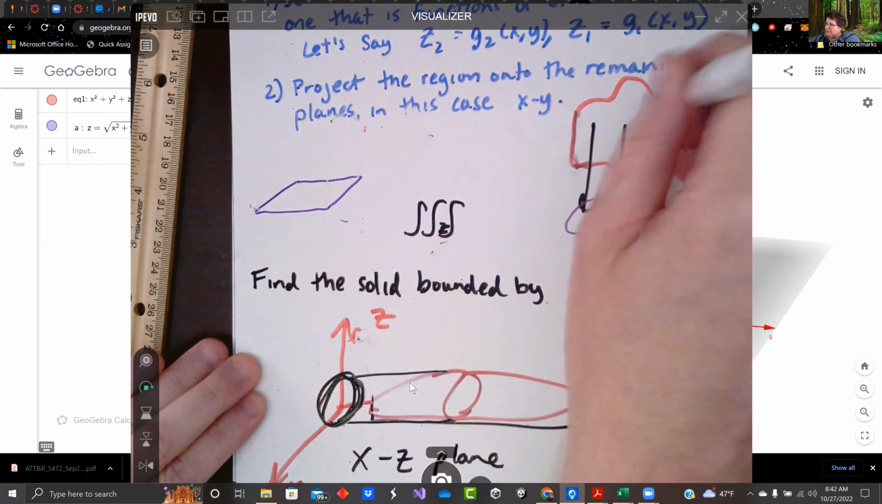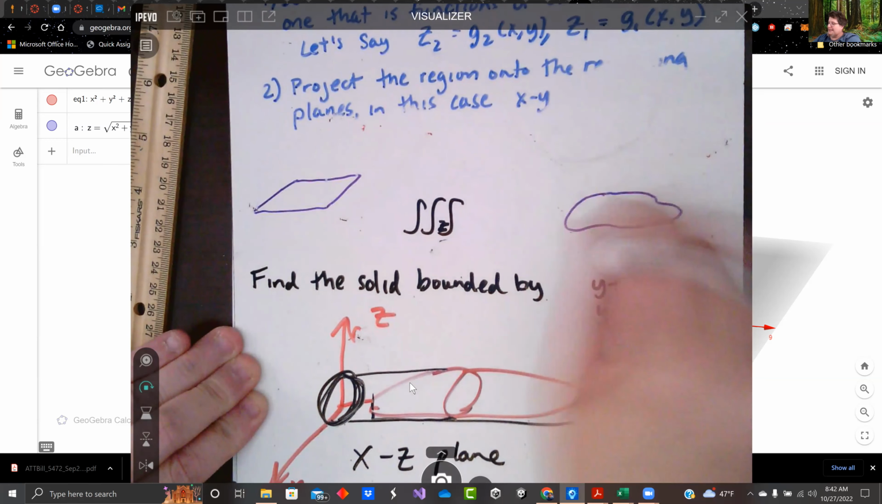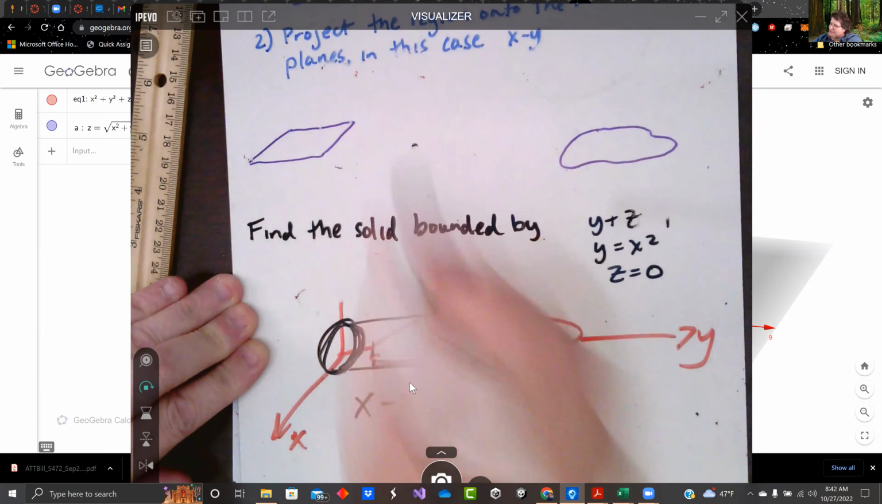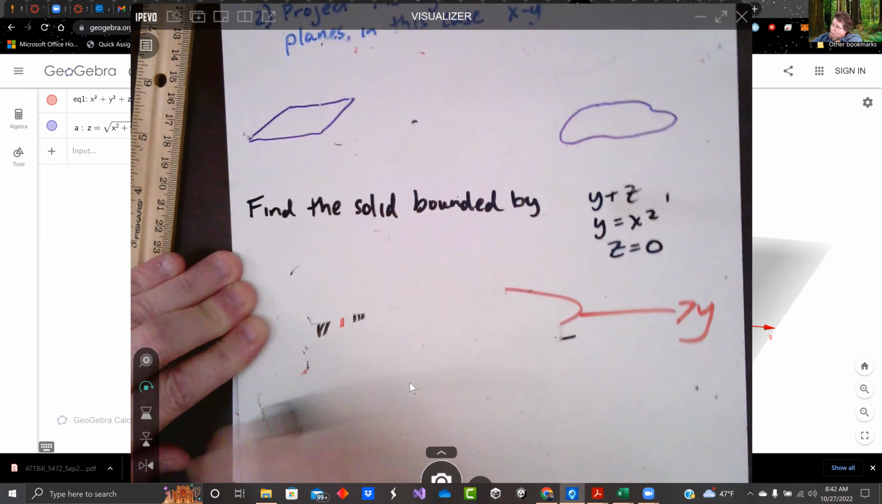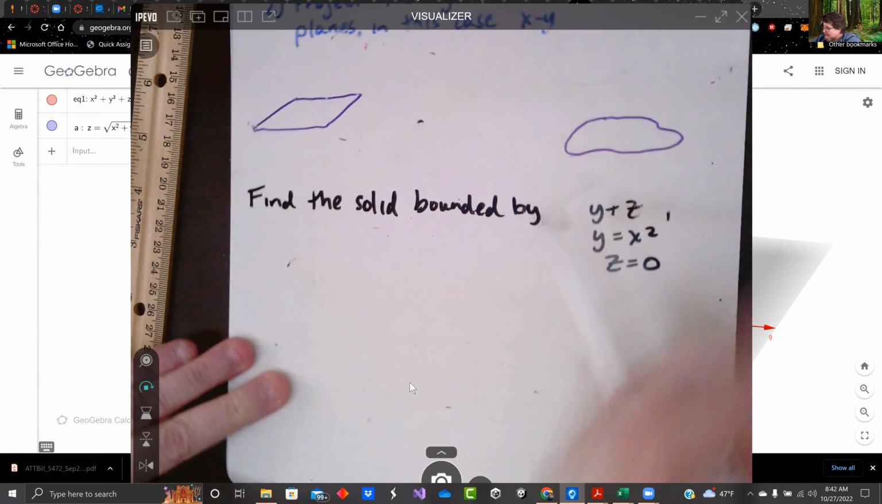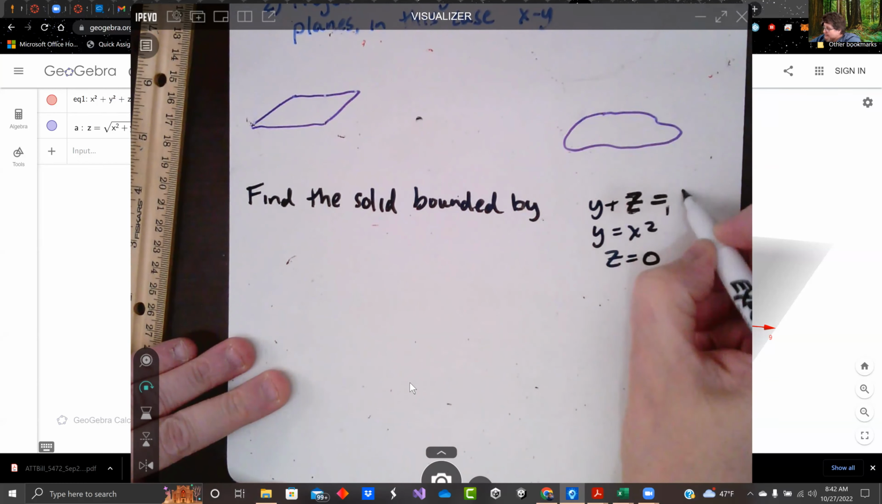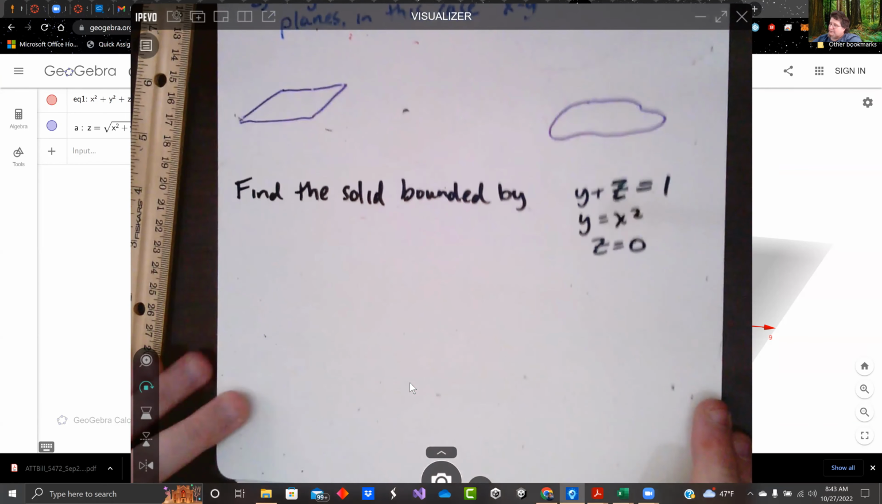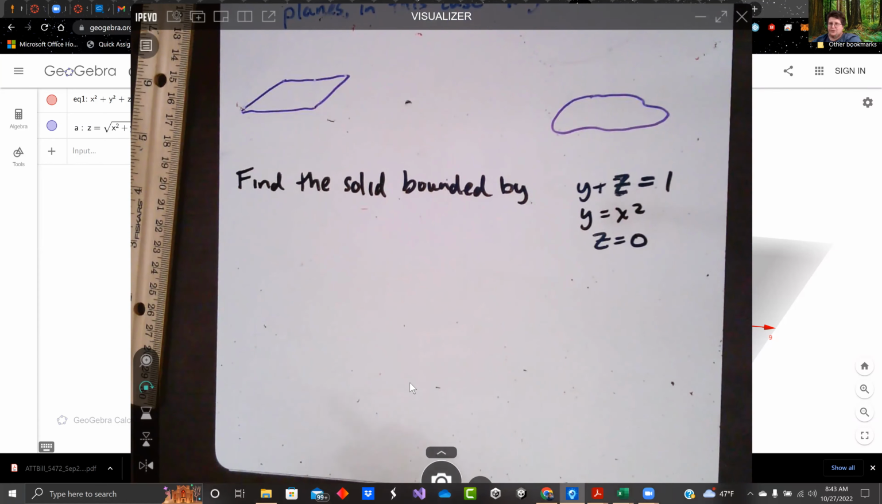So that's what we're gonna do here. And I had that set up to do that. So let's set up the integral for the solid bounded by y plus z equals 1, y equals x squared and z equals 0. I erased part of that. Try to do this by hand and then we'll take a look at it in GeoGebra.